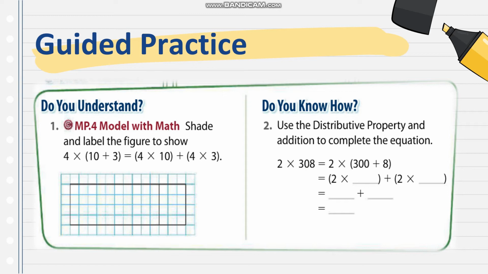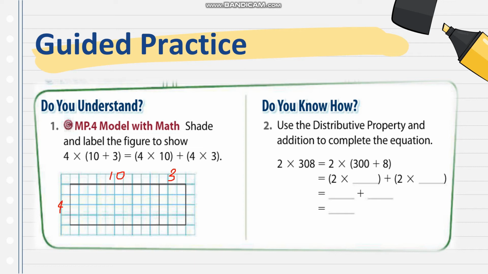Number 1. Shade and label the figure to show 4 multiplied by 10 plus 3 equals 4 multiplied by 10 plus 4 multiplied by 3. So this is 4, and this is equivalent to 10 from here up to here, and this is 3: 1, 2, 3. So this refers to 4 multiplied by 10 plus 3.